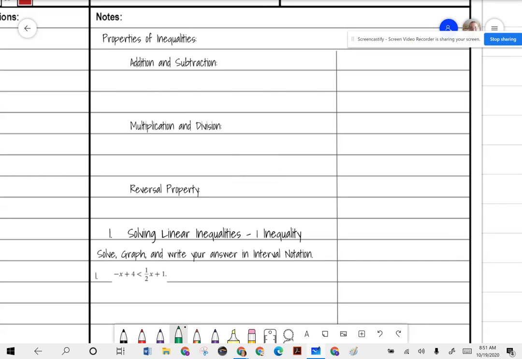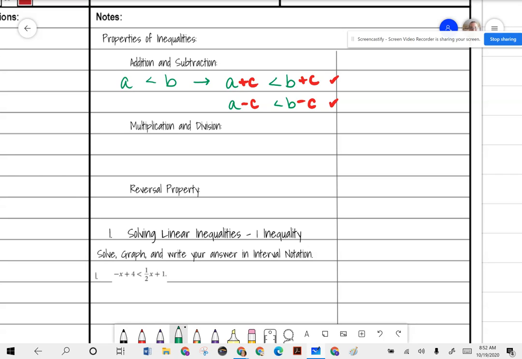Let's say that I have an inequality that says A is less than B. Well, that addition property says that I can add something to both sides and not change that inequality statement. So it is okay to add something to both sides without changing the inequality. And the same thing holds true with subtraction, right? Whatever I do to the left side, I do to the right side, and that is okay. Nothing major changes.